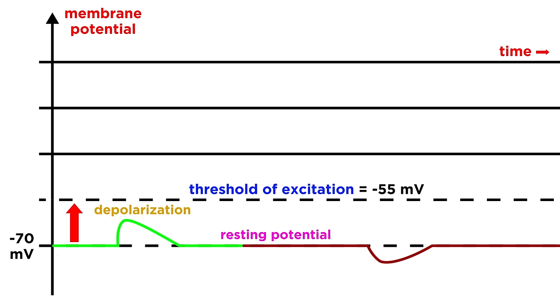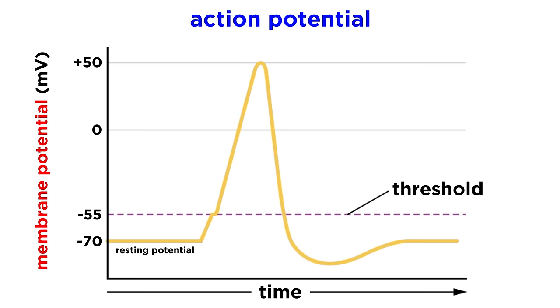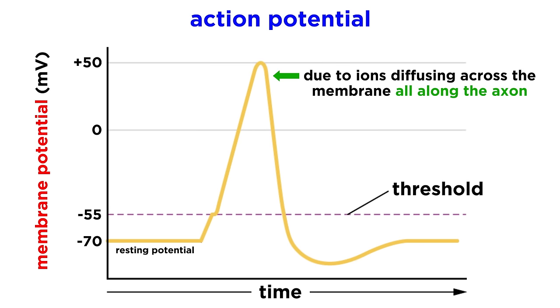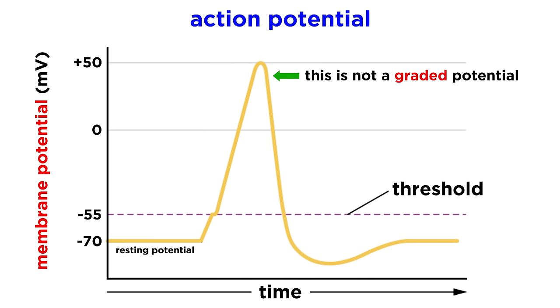If depolarization occurs and it is of sufficient magnitude so as to surpass the threshold of excitation, an action potential will be produced, and that's what this is here. The tiny little bump is the EPSP, and then we see a sharp and pronounced spike, with the membrane potential jumping up to about positive 50 millivolts. This complete reversal of the membrane potential is due to ions diffusing across the membrane all along the entire axon, and it is very sharp because it is not a graded potential. It does not rely on the intensity of the stimulus.